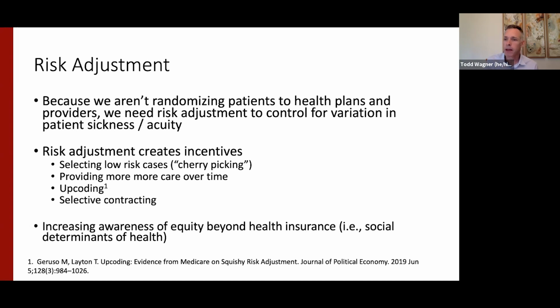And I would say over the past 2 years, but in particular over the past year, we're coming back to this question of what about equity in health insurance and social determinants of health? And I'll give a little bit more about that as we get on too. And perhaps the best paper on upcoding is this one by Geruso and Layton, talking about the difference between Medicare and Medicare Advantage.